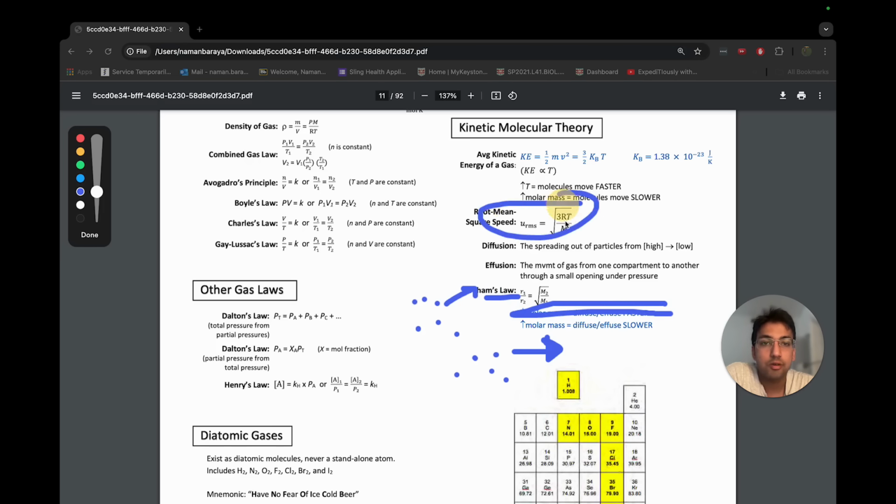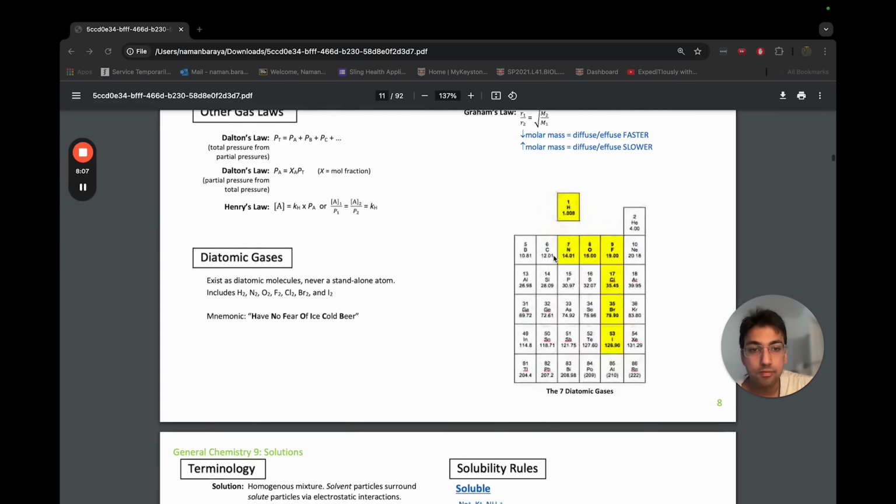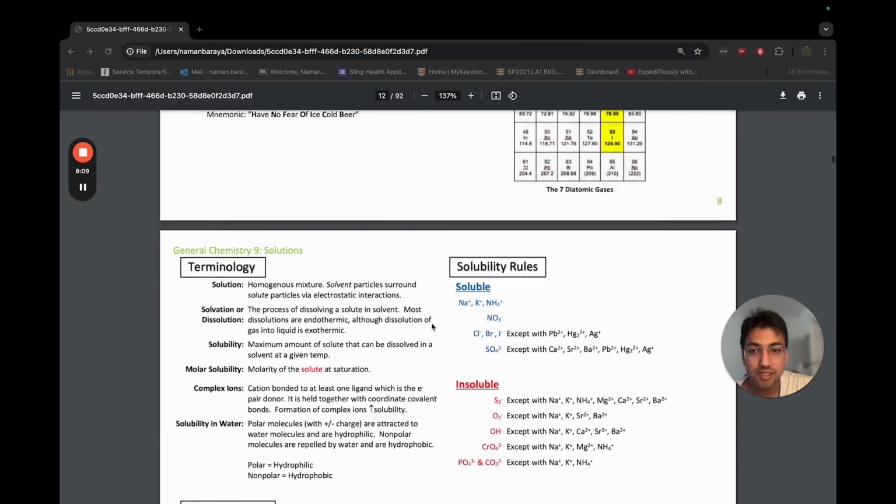Again, it's really important that you understand these equations, but it's more important that you understand the relationship between the variables than the actual equations themselves. The equations are important. They might ask you, oh, what is the value? But they're more likely to ask you, based on these two molarities, what's the relationship between these two gases? Okay, these are the 7 diatomic gases.